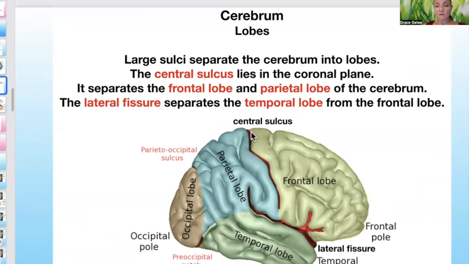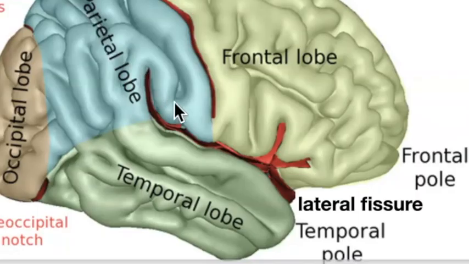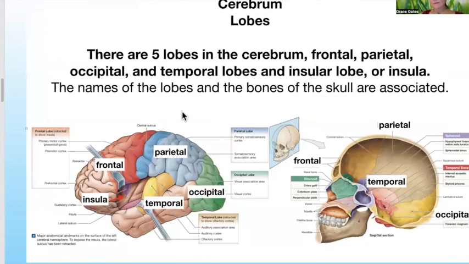The central sulcus lies in the coronal plane and it separates the frontal lobe and the parietal lobe of the cerebrum. The lateral fissure separates the temporal lobe from the frontal lobe and also a bit from the parietal lobe. There are 5 lobes in the cerebrum. There is the frontal lobe, parietal lobe, occipital lobe, and temporal lobe, and the insular lobe, also sometimes called the insula.